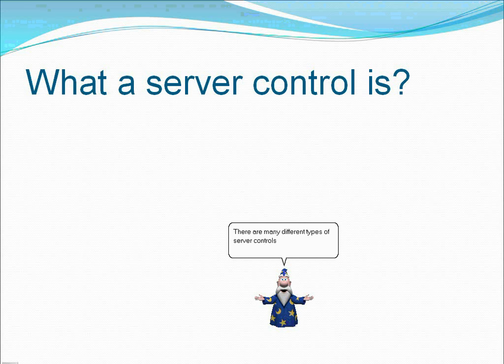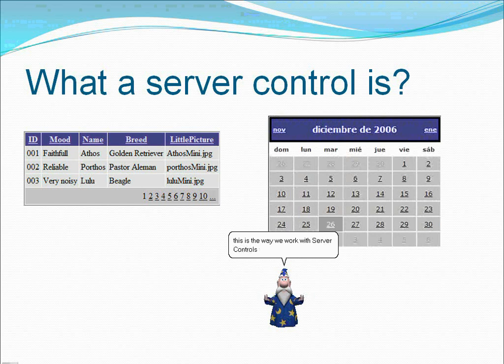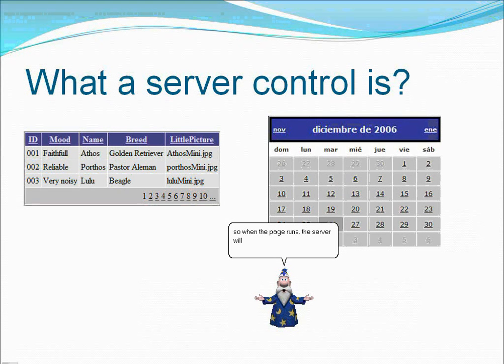There are many different types of server controls with different functionality, but there are a couple of things they all have in common. First, you can configure them beforehand, when you first create the page. That way, when it comes time for the server to process the page, it will know what it needs to do with the controls. For example, we can tell the grid view control to show data about types of dogs from a certain database and show this information in groups of 3. We can do all this during creation of the page. This is the way we work with server controls. So when the page runs, the server will use this information to process the ASPX page.